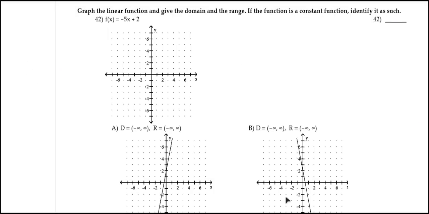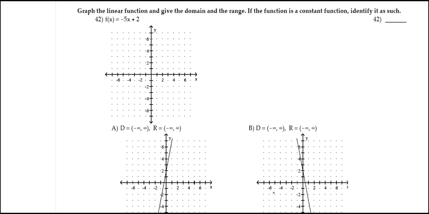Question 42 asks us to graph a given function and state its domain and range. This function is a linear function, meaning its graph will be a line. It's in y equals mx plus b form already, where y is being played by f of x, m is being played by this minus 5 here, and our b is being played by this 2 here.